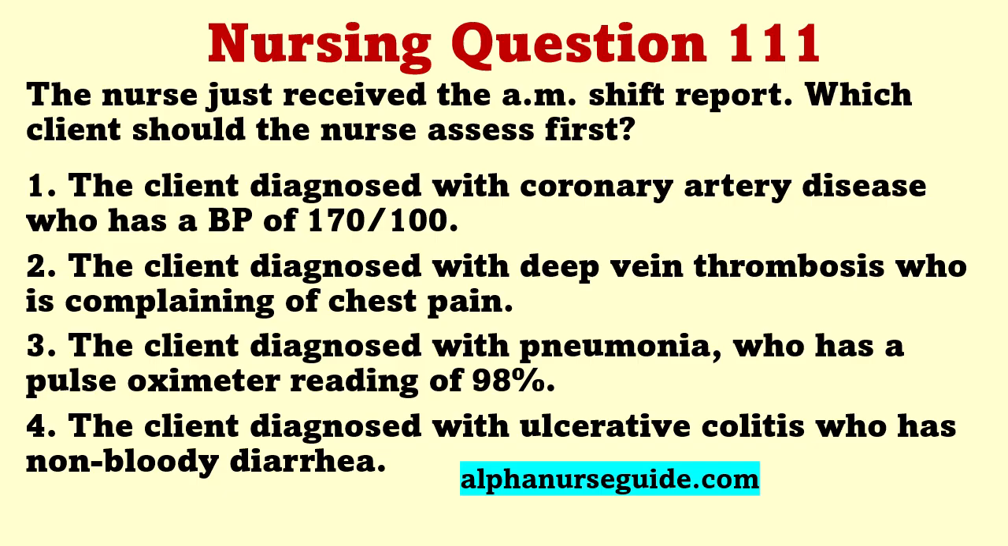The blood pressure in option 1 is elevated, but it is not life-threatening. A pulse oximeter reading of greater than 93% is within normal limits. Non-bloody diarrhea is an expected sign of ulcerative colitis and would not require immediate intervention by the nurse.